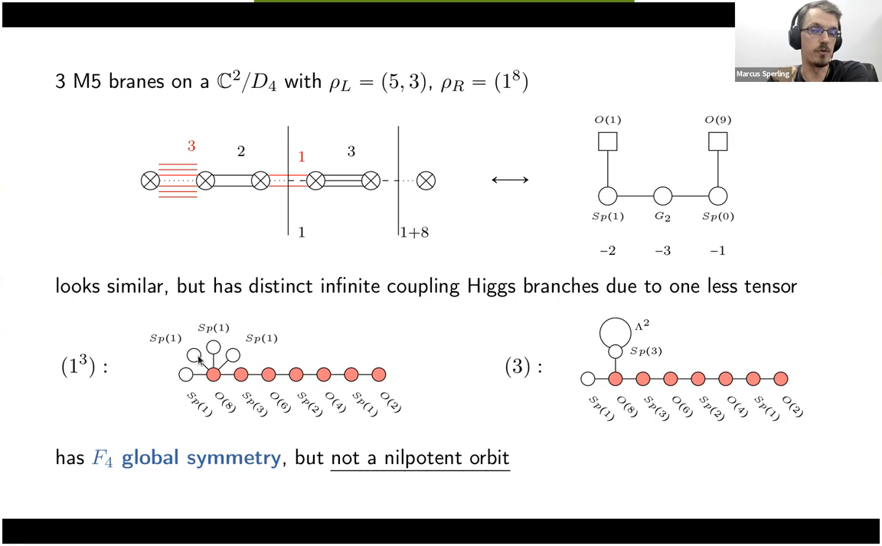But the magnetic quiver for the origin of the tensor branch is now just this quiver, which is not going to be the nilpotent orbit of F4. Right? So having a very, very similar looking theory, but having a difference in tensor multiplets, again, gives you the difference between being a nilpotent orbit and not. So that's similar to what we've seen before, where we had boundary conditions that gave rise to a G2 at the infinite coupling point.